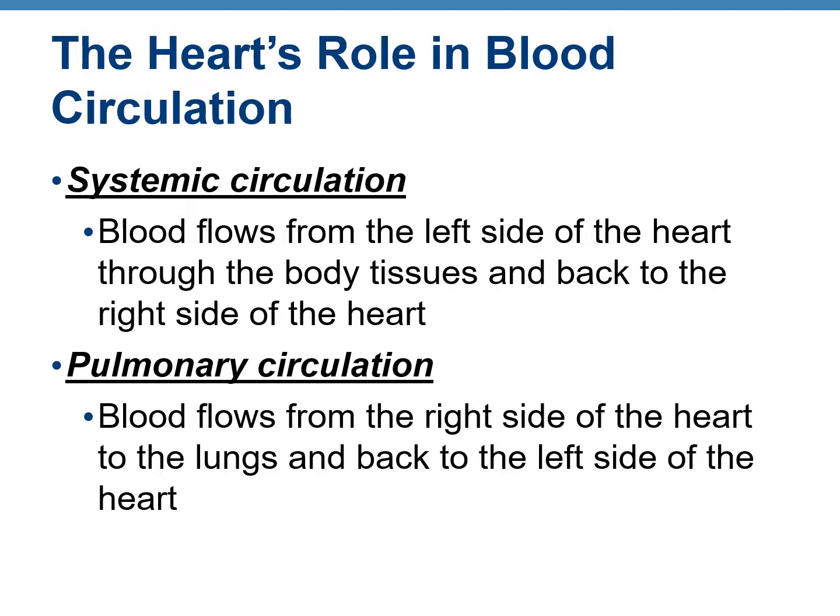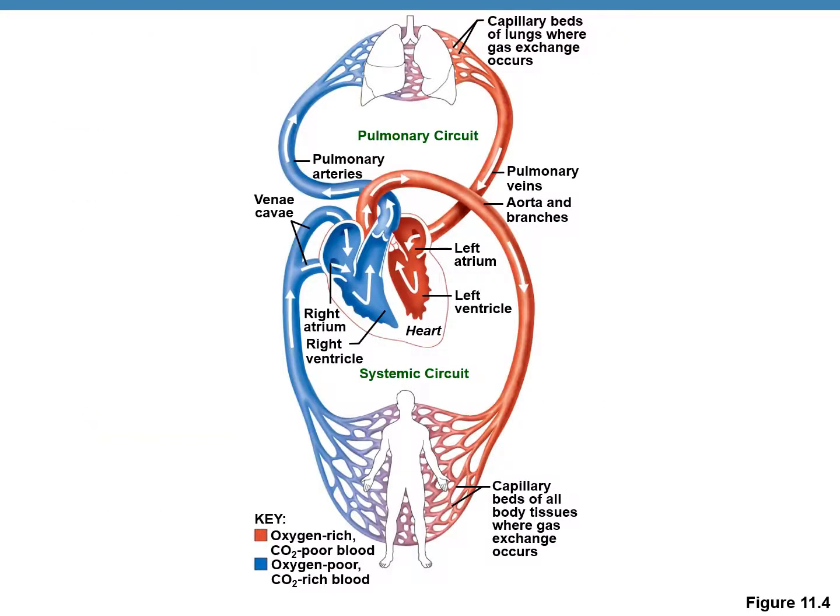So the systemic circulation involves blood flowing from the left side of the heart through the body tissues and back to the right side of the heart, while the pulmonary circulation includes blood flowing from the right side of the heart to the lungs where it gets oxygenated and then coming back to the left side of the heart. The figure depicts the pulmonary circuit, which is the top part of the figure, where you see blood going from the heart to the lungs and back, while the systemic circuit is shown below.